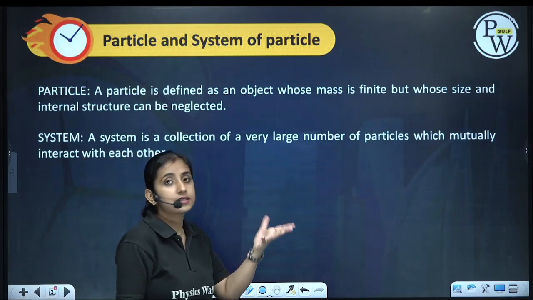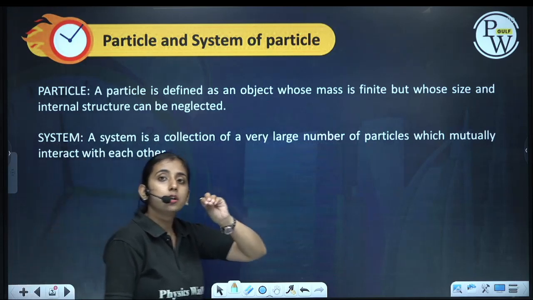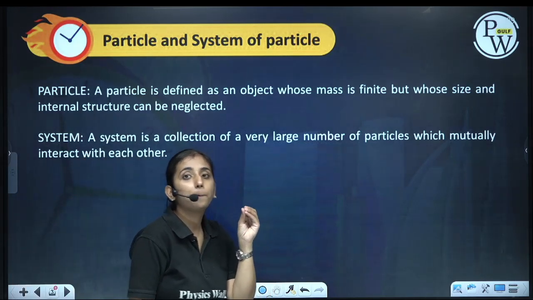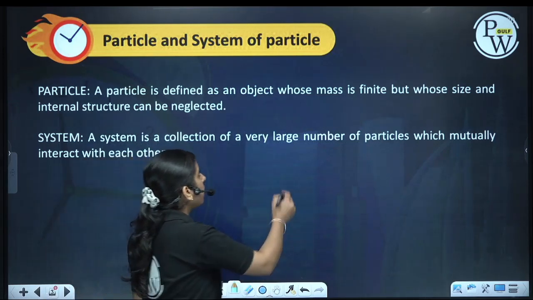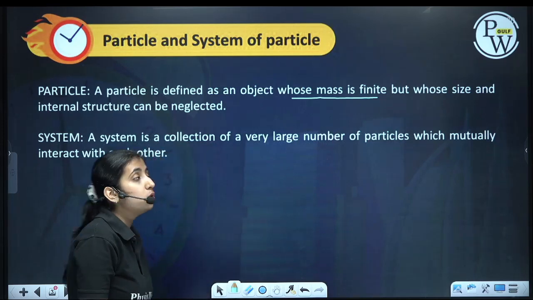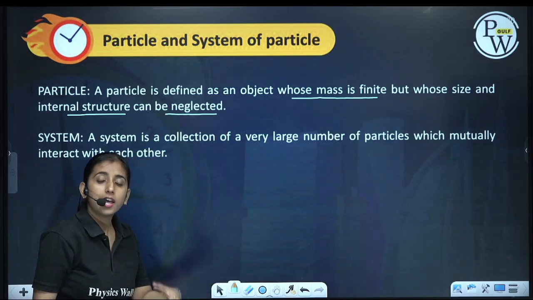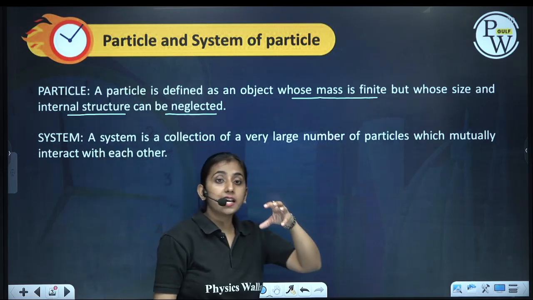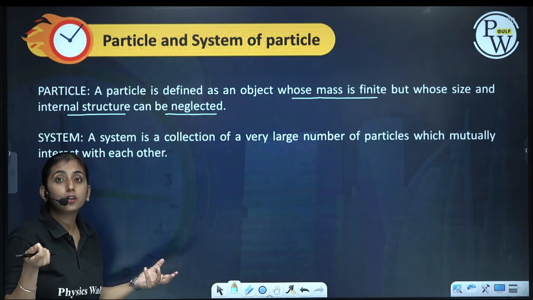What is a system of particle? Particle is defined as an object whose mass is finite but size is very small, that it is almost negligible, okay. So any object whose mass is finite but whose size and internal structure can be neglected, okay. There is no specified size or structure of that particle, that we say point particle or point mass.